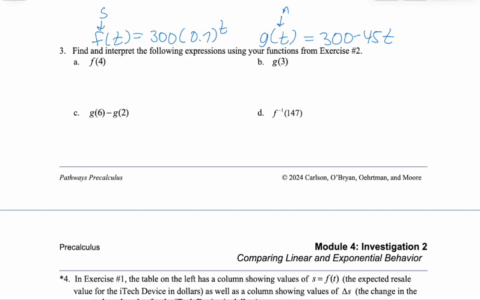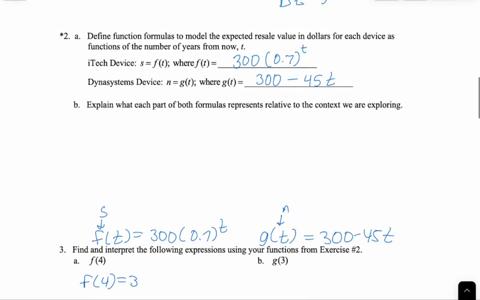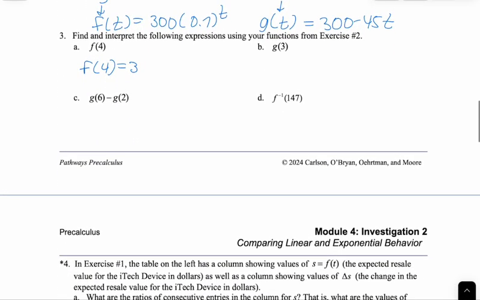So f of 4 means after 4 years, what would be the price for product number 1? So f of 4 is going to be, product 1 was the exponential. So f of 4 is 300 times 0.7 to the 4th.